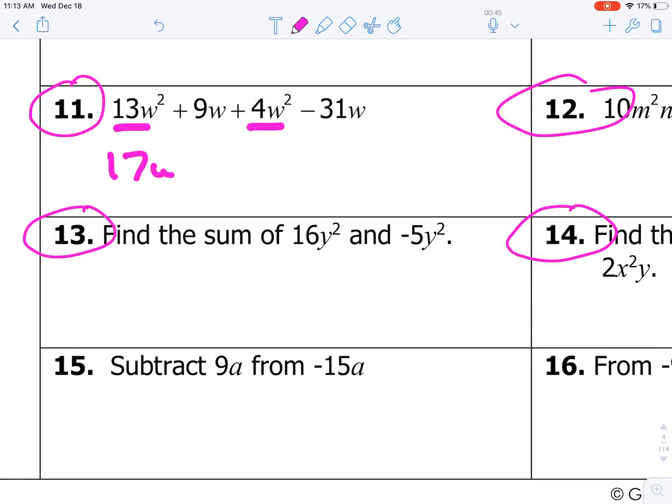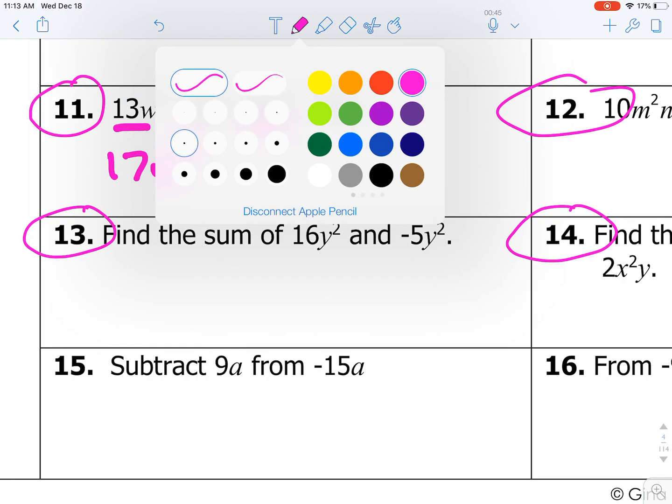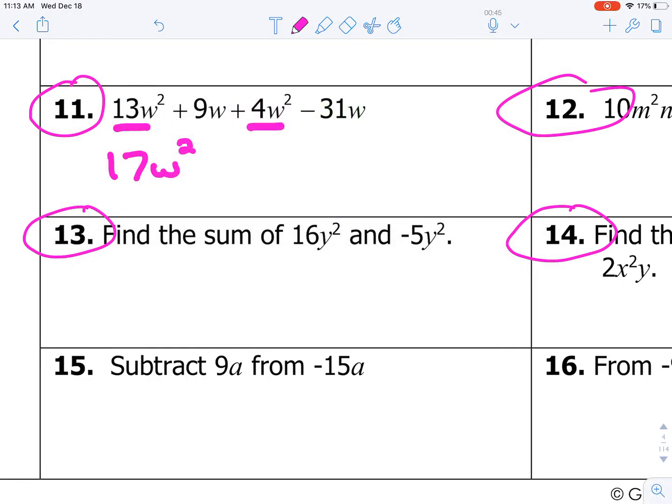So I have 17w squared, okay? That's much different than going 13w squared times 4w squared. If I were to do that, I'd go 13 times 4, and w squared times w squared is w to the fourth. So confusing, I know, but just know that there's a difference between the multiplying and the adding and subtracting, okay?